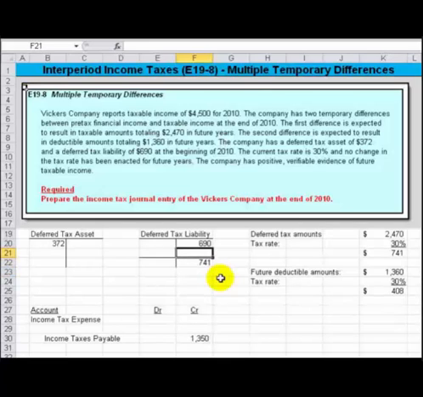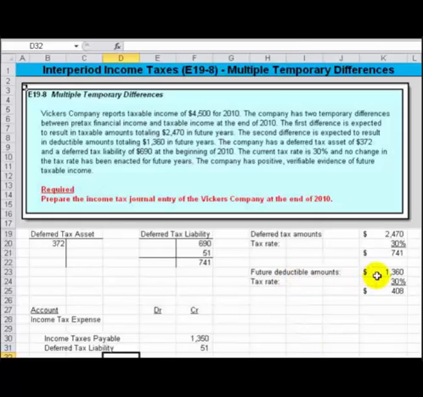Well, if that's the case, then that difference has to be a credit equal to the $741 less the $690, which is $51. So I know I need to increase my deferred tax liability so that I wind up at the end of the year equal to that $741. And to do that, I'm going to have to credit it for $51. Okay? Next, we look at the future deductible amounts.